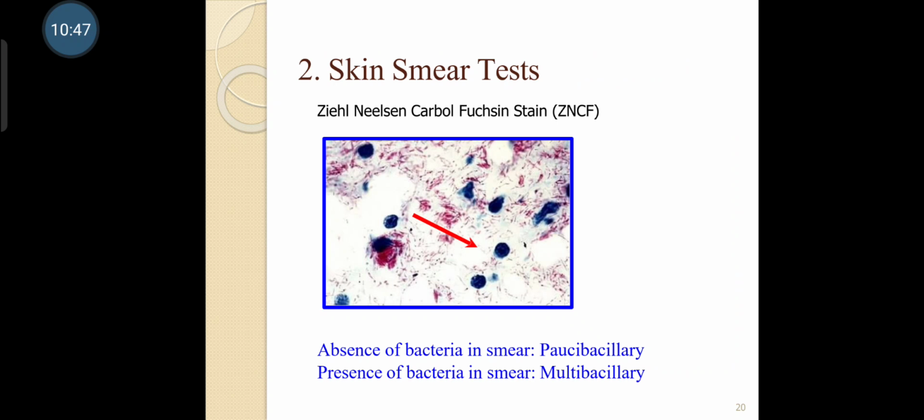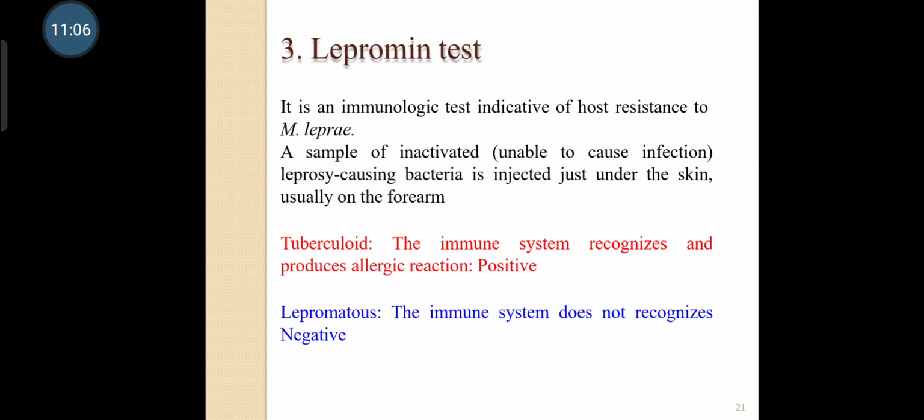Skin smear tests. If you take a smear from the skin and stain it with the acid fast Ziehl-Neelsen carbol-fuchsin stain, the ZNCF stain, then the bacteria will be absent in the case of paucibacillary and will be present in the case of multibacillary leprosy in the smear.